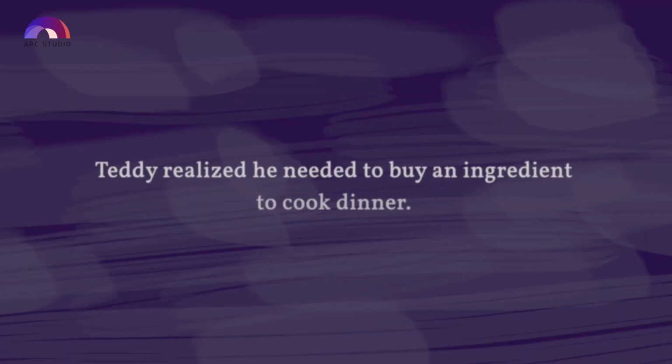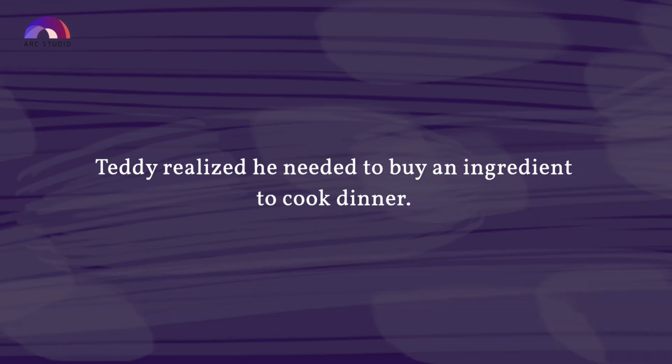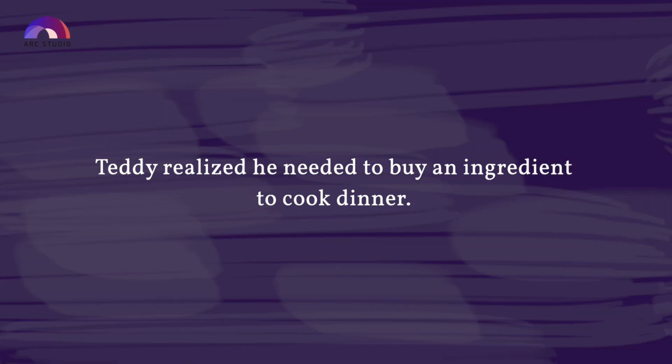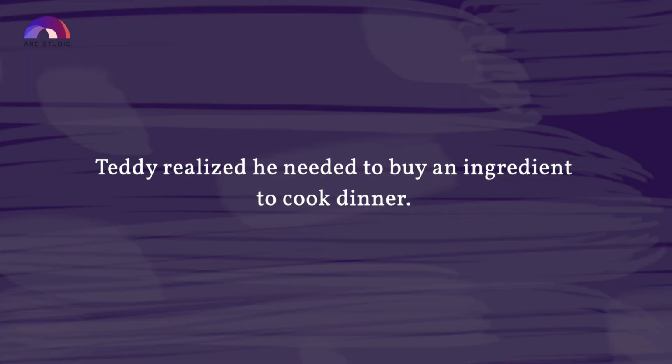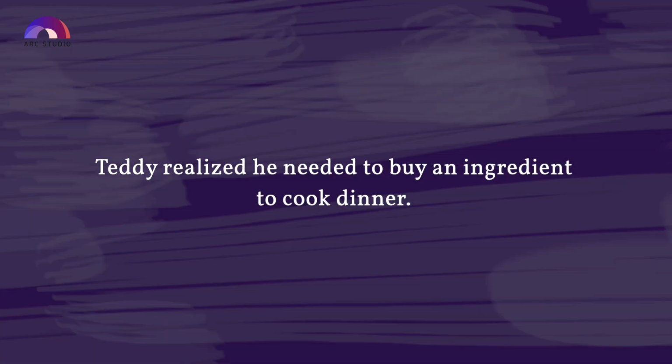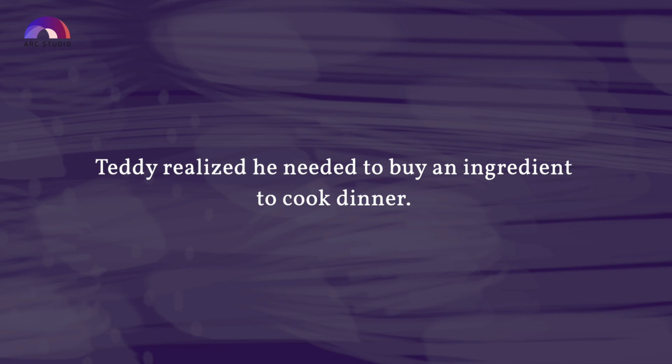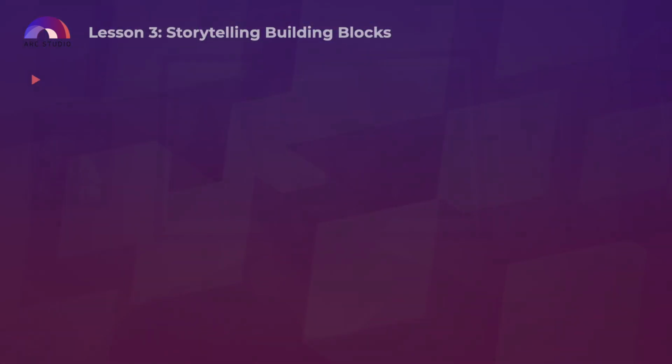But if we look at those beats individually, they also each have a beginning, a middle, and an end. But how can that be? Those beats are so simple. Well, let's take a closer look at the first beat. Teddy realized he needed to buy an ingredient to cook dinner. The beat starts with Teddy needing something to cook dinner. It has a middle where he goes to investigate if he has that ingredient, and it ends with him being frustrated when he realizes he can't find it, which then leads to the next beat where he has to go to the store. Again, it's not the most exciting story, but there is a little story arc there. So what you're doing is you're building your big story arc out of these little story arcs.